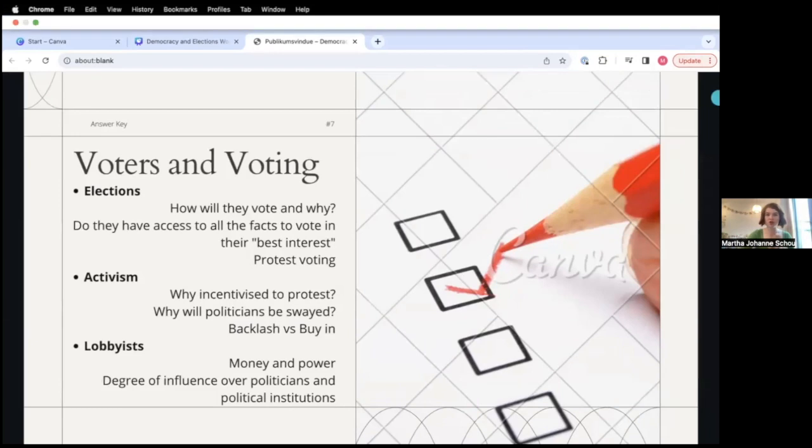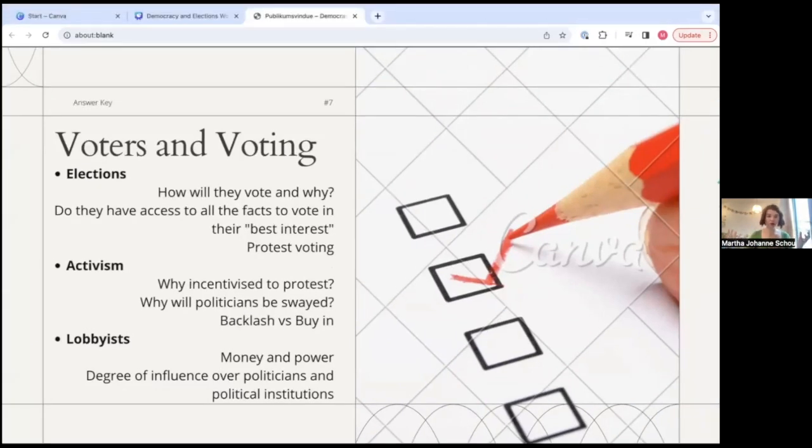Moving on. So voters and voting are typically one of the key groups we think about more so when we think about democracy and elections. Whether they're voters or whether they're not in a democracy and so they're just citizens, they have the ability to do activism still. So we are still going to talk about that. Elections. If you talk about how elections are going to play out in a debate, it's very important that you justify how citizens or how voters are likely to vote and why.